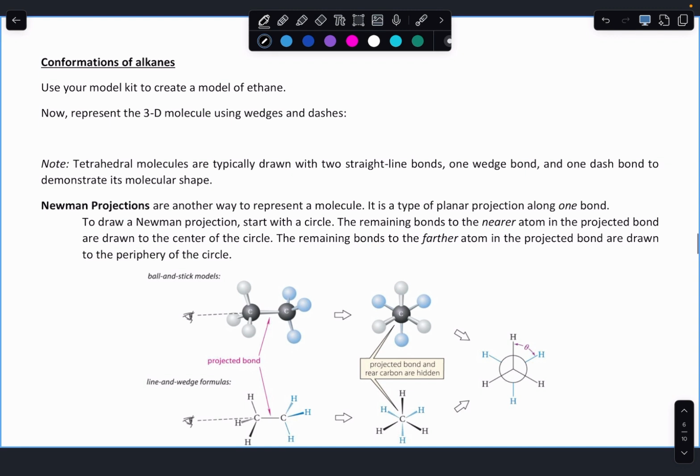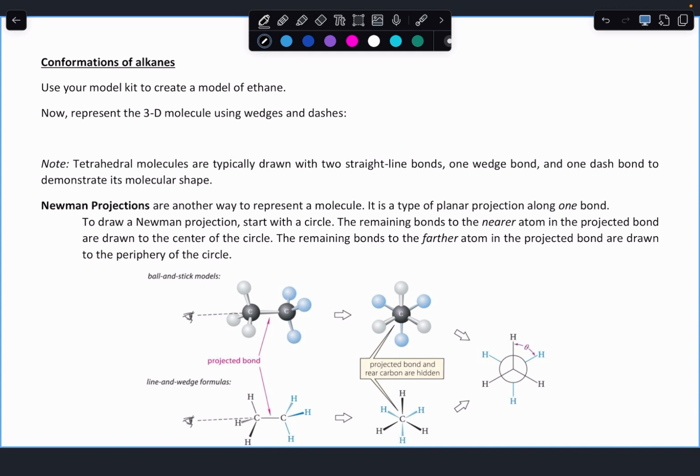So we're going to talk about different conformations of alkanes. So alkanes are just single bonded carbon chains. The first thing we'll do, we're going to use our model kit. I have them here. I have one extra in case you don't have yours, but when you pull out your model kit, take out 4 of the black pieces.